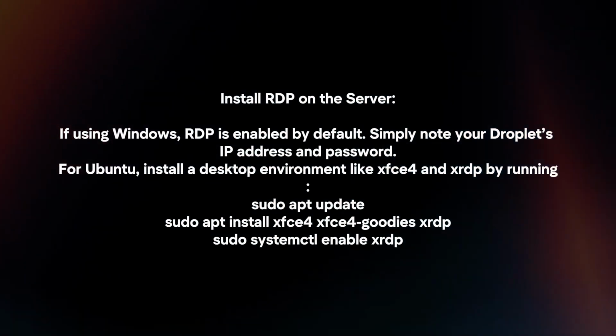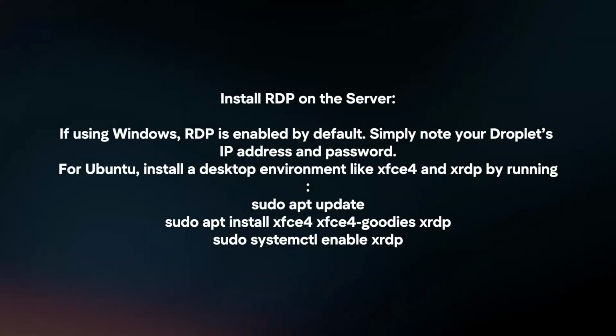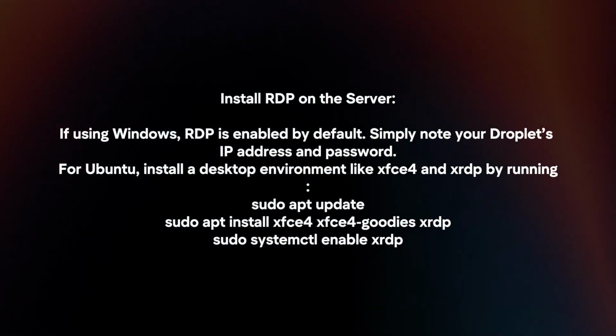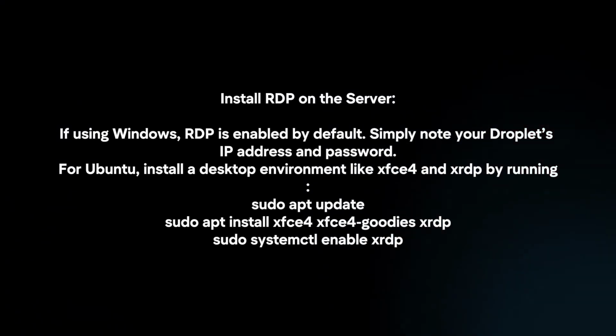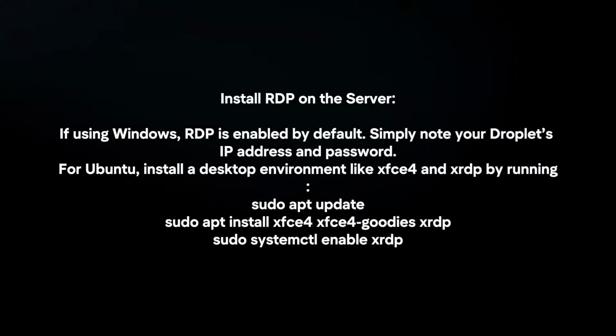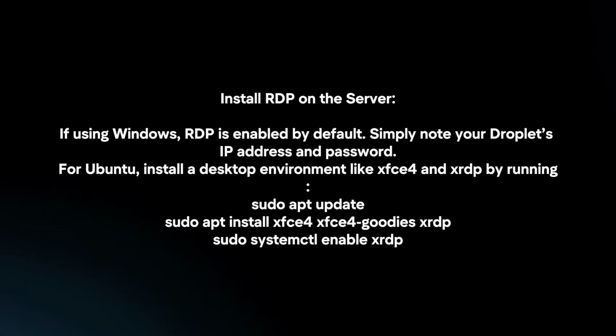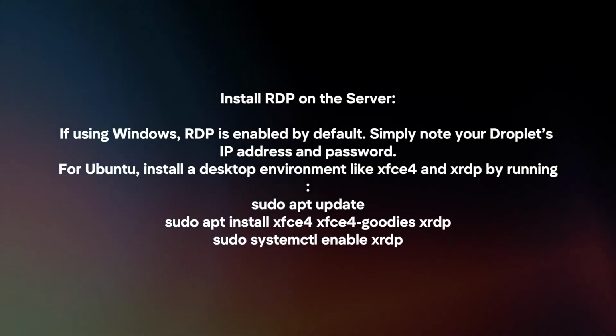Install RDP on the server. If using Windows, RDP is enabled by default. Simply note your droplet's IP address and password. For Ubuntu, install a desktop environment like XFCE4 and XRDP by running the following.